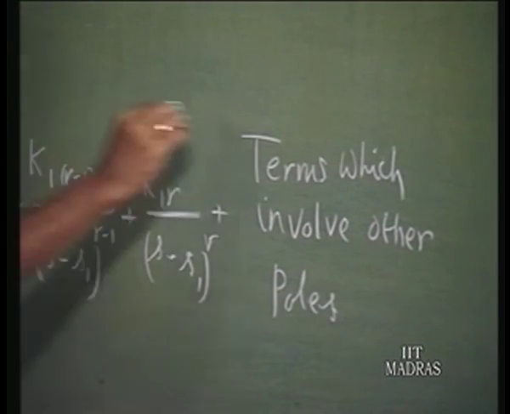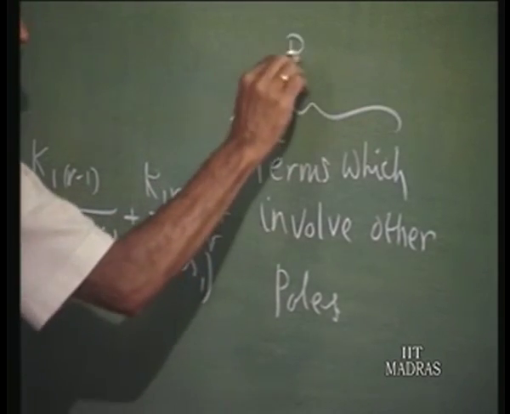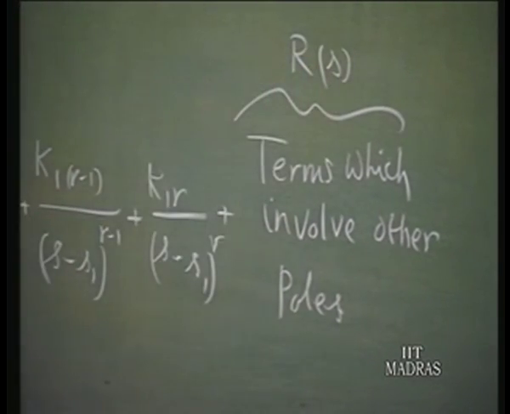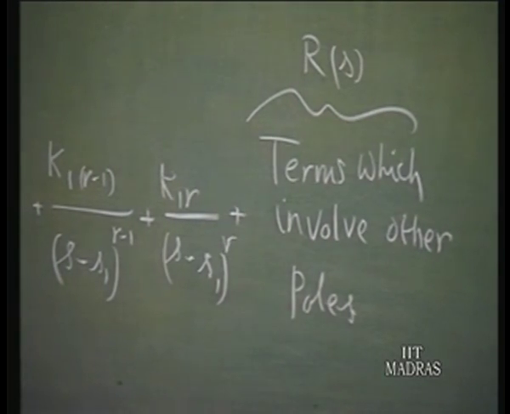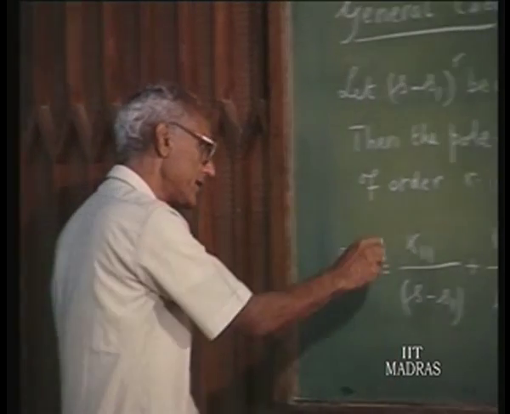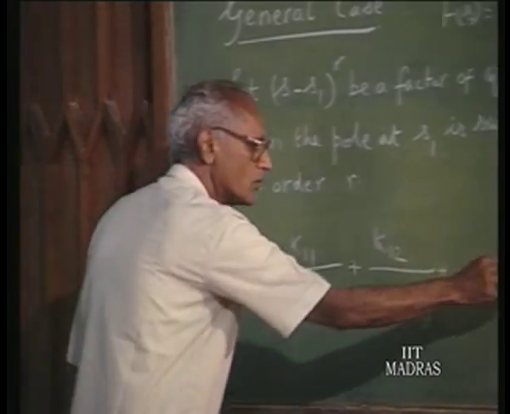Let me call this group of terms R(s), because our focus now is on how to calculate k11 to k1r. We are not interested in the other terms. So, our discussion will center around methods of finding out k11, k12 or up to k1r.